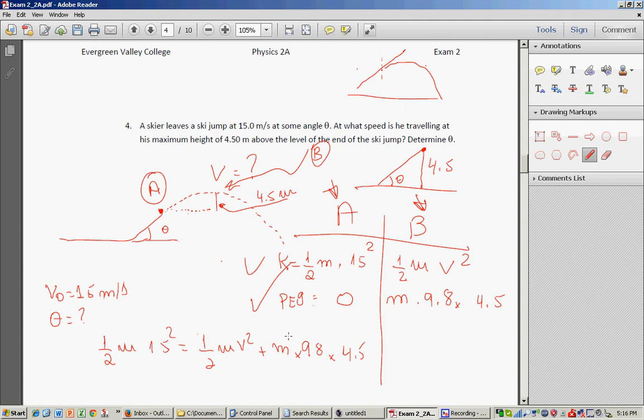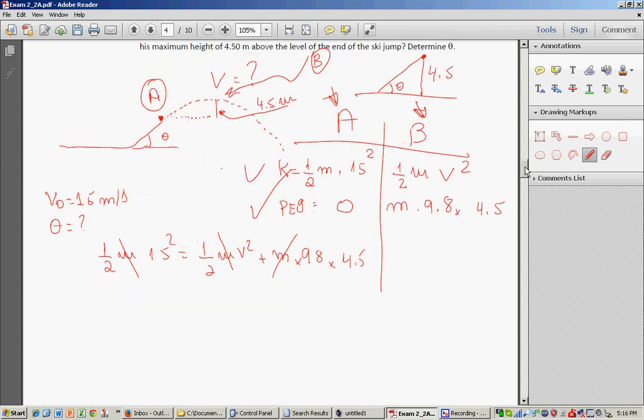Well, and then you say, well, I have one equation and two unknowns. I don't know v and I don't know m. I'm pretty much screwed. Well, but you can simplify m, right? You can cancel that out, and then you have a single equation in v. You can solve for v. Okay.